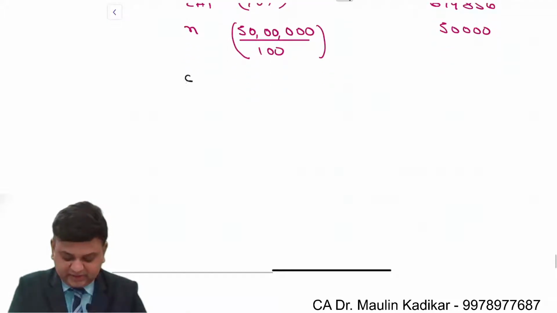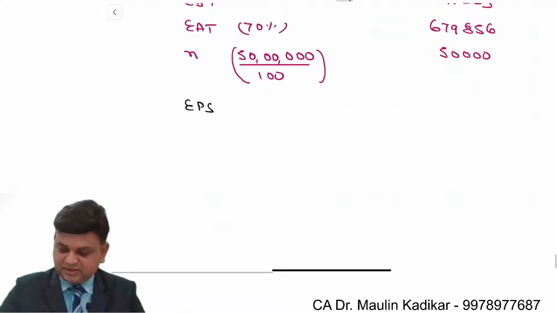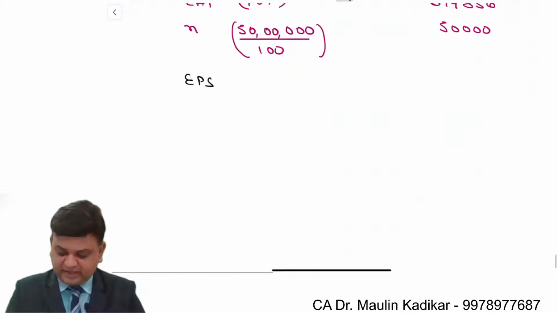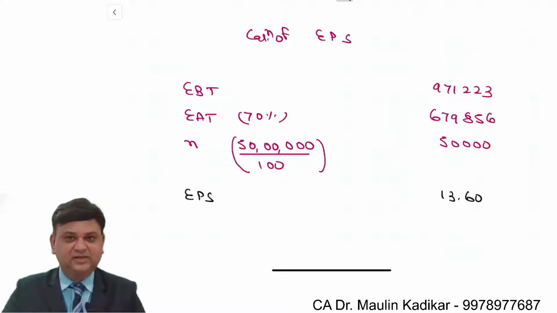And based on that, we can compute the earning per share. It is 679,856 upon 50,000. So it is 13.59 or 13.60. That is the way the EPS can be calculated. Write an answer.